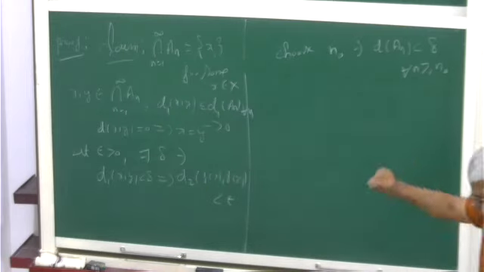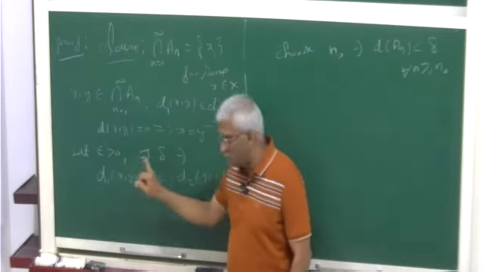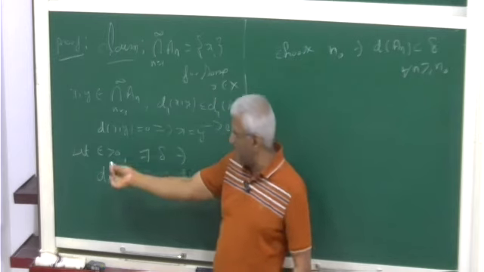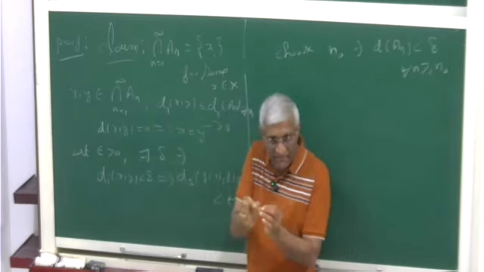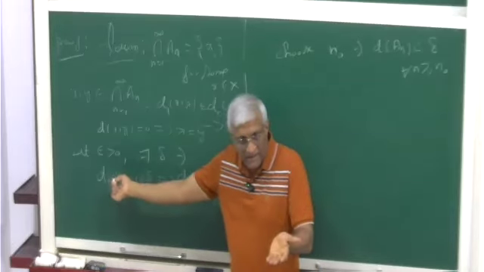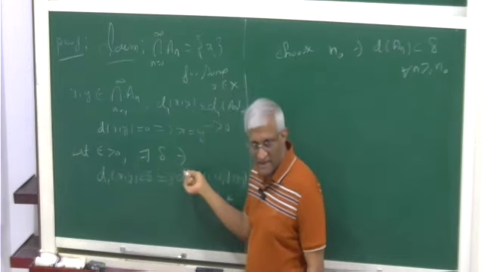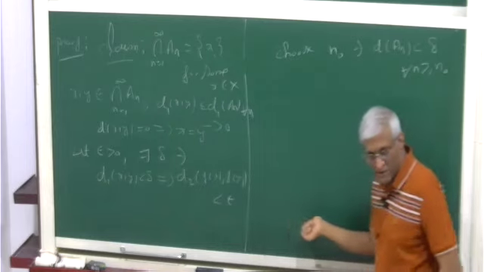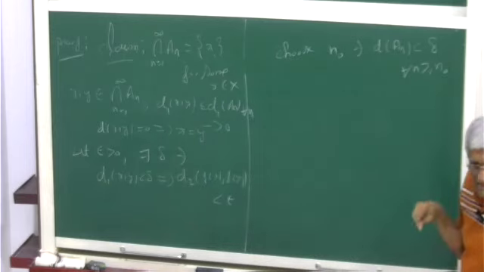Now I am using the continuity. For continuity, I am taking an epsilon and choosing a delta. The reason is I want to prove that the diameter of f of A_n goes to 0. So I have to show that it's arbitrarily small, smaller than any arbitrary epsilon. So I choose an epsilon. For that, I get a delta here. Then I have this statement using continuity. Then I choose an n naught such that this is less than delta.